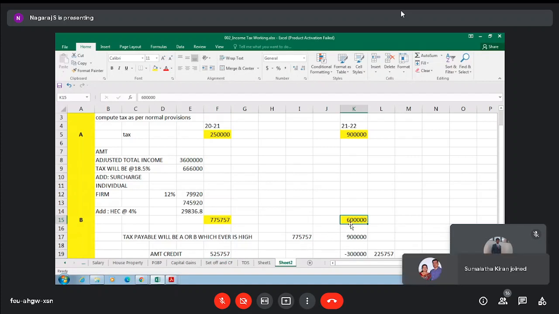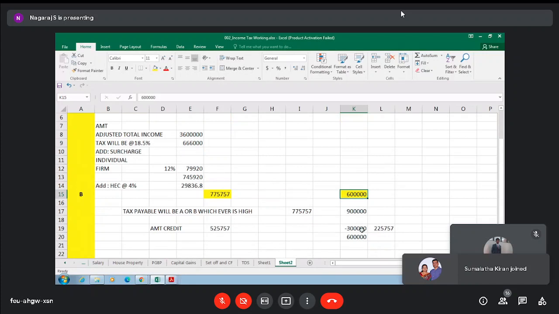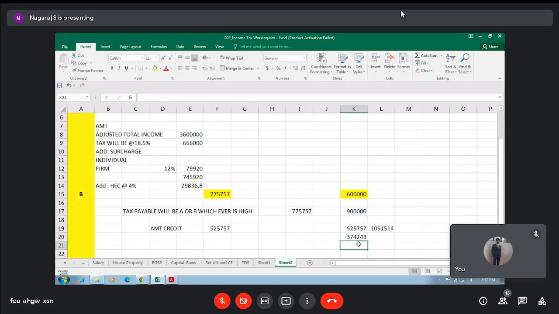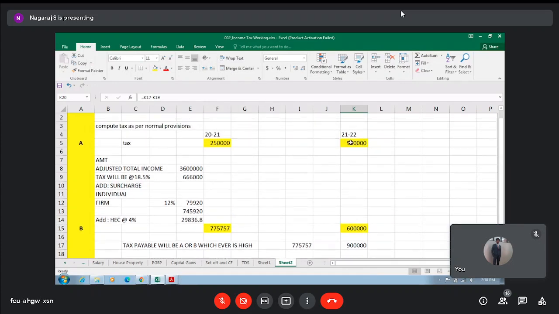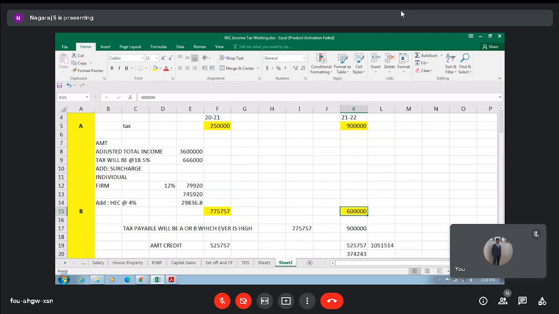Till that only you have to restrict. That means you have to pay minimum this. Assume that if you claim full, what happens? You will end up paying 3,74,243. Right, in this year. Is that correct? No, sir. Why no? Because the provision says minimum you have to pay this much. If you take entire credit, you are paying less than this, right? That is not allowed. Minimum you have to pay 6 lakhs. The balance will be the difference of tax payable and the minimum tax. You can take the credit.